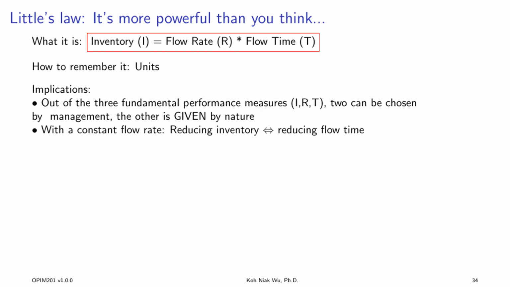As an example, a logistics manager decides to invest in better route planning software to reduce flow time. If they can cut the flow time from 3 hours to 2 hours, while maintaining the flow rate of 200 packages per hour, the new inventory would be 400 packages. In this case, inventory I equals 200 packages per hour multiplied by 2 hours, giving us 400 packages. This reduction in inventory not only decreases holding costs but also improves cash flow.